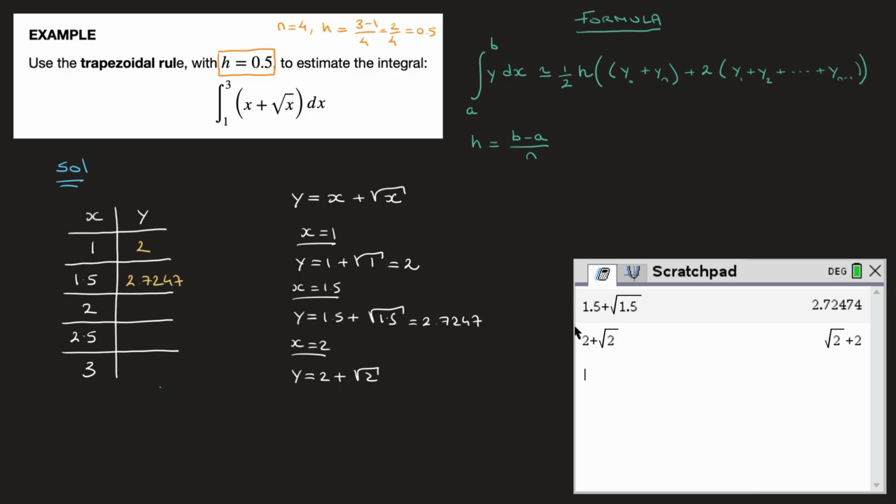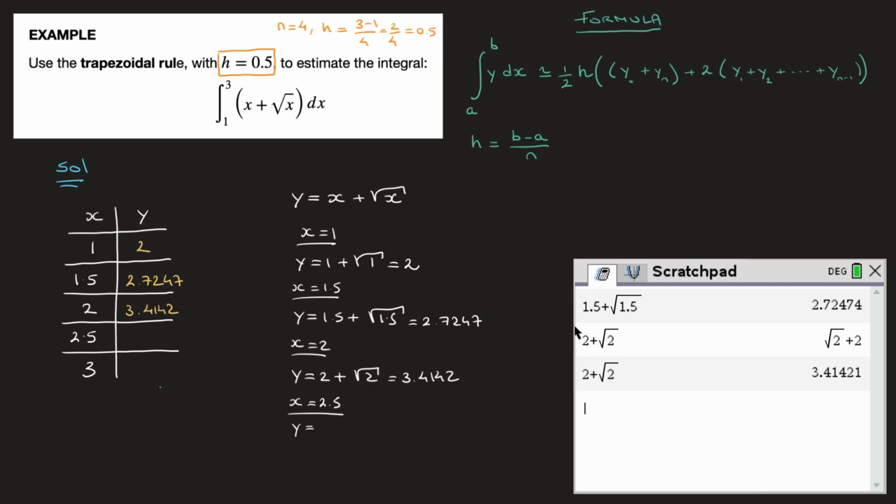And my calculator is giving me the exact value, which isn't very helpful right now. So to get the decimal value on this calculator, I press Control, followed by Enter, and that's the value I'm after. So I can see that's equal to 3.4142. And again, I copy that in my table. That's 3.4142. I carry on when x equals 2.5.